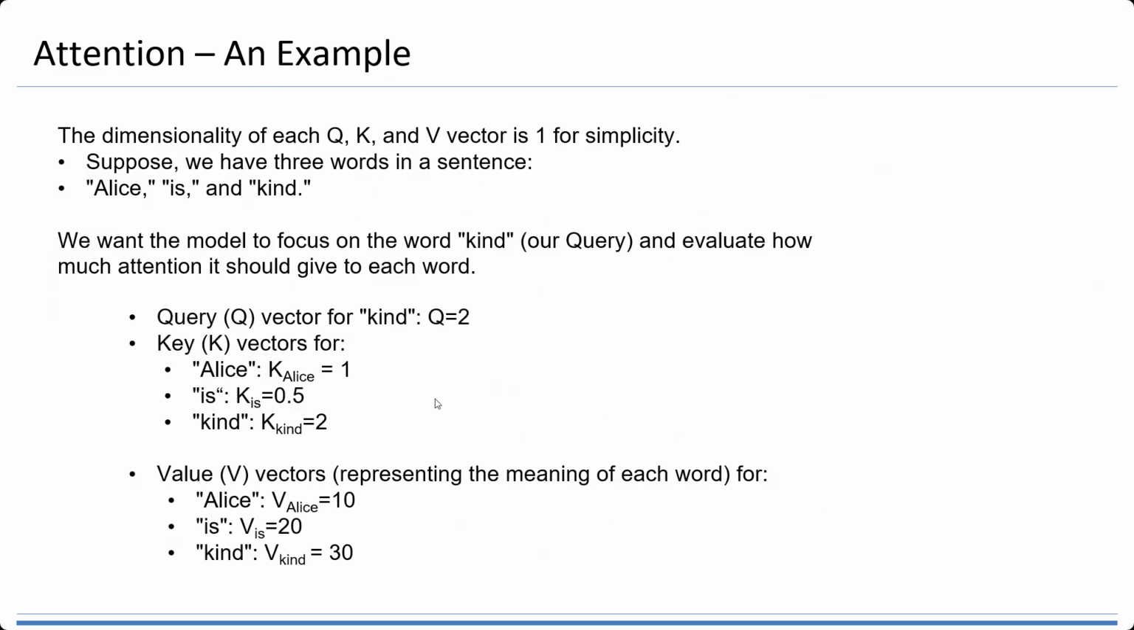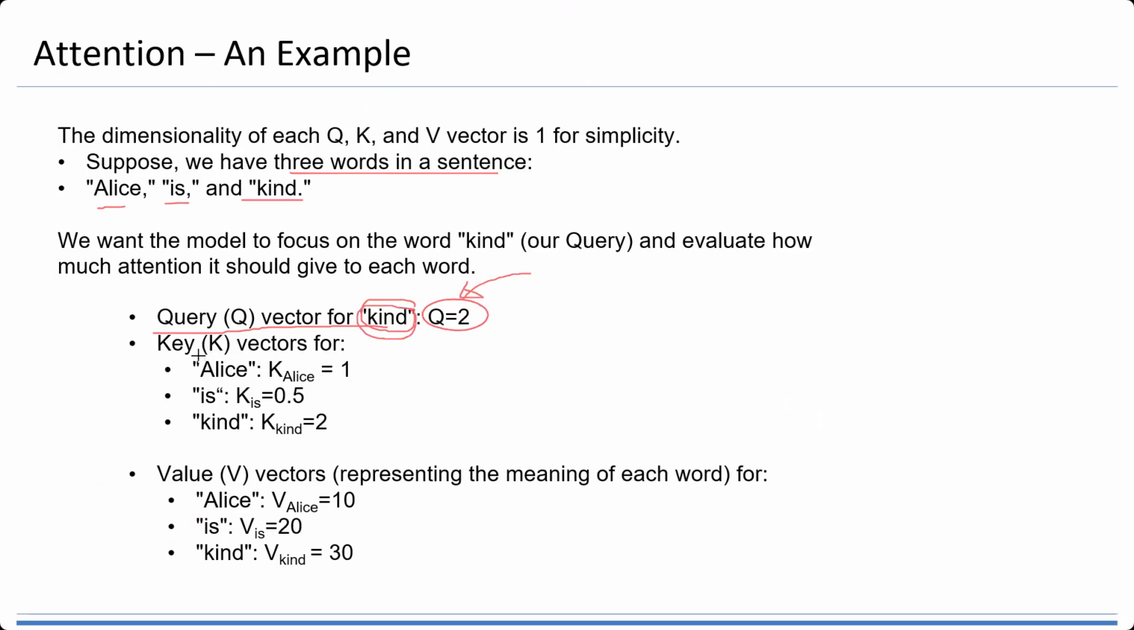I think you still remember we have one example. So the example here, we have three words: Alice is kind. If you still remember, we can say the query vector for kind, let's say it is 2. Okay, so 2 is just a number to represent that I want to find the word kind.